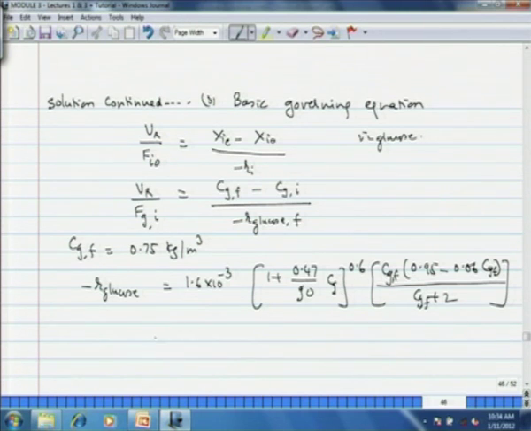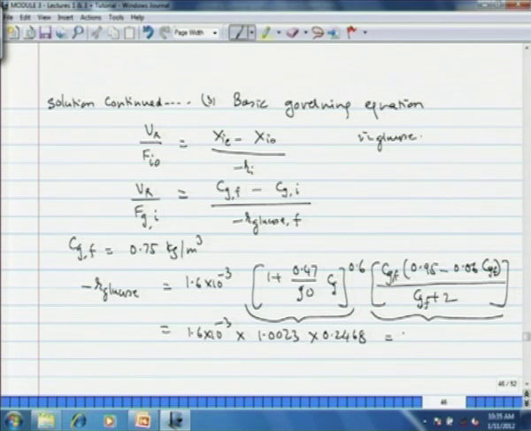and then calculate. So, this particular bracket is evaluated as 1.0023, this particular term is evaluated as 0.2468, and then we get the rate of glucose conversion as 1.422 kg per meter cube per hour.